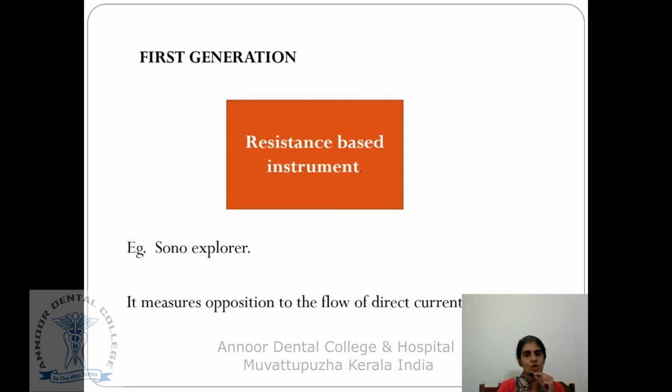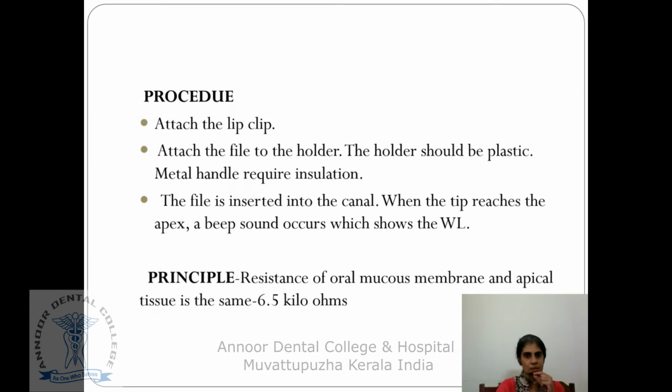Moving on to the different generations of electronic apex locator. The first generation apex locators are nothing but resistance based instruments. You have multiple types. One such example is the Sono Explorer. It measures opposition to the flow of a direct current. This is a very old type of apex locator.